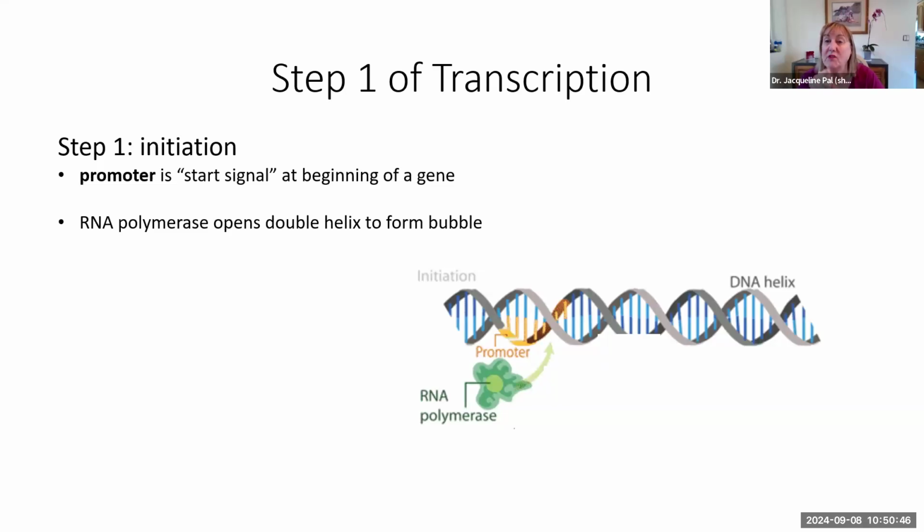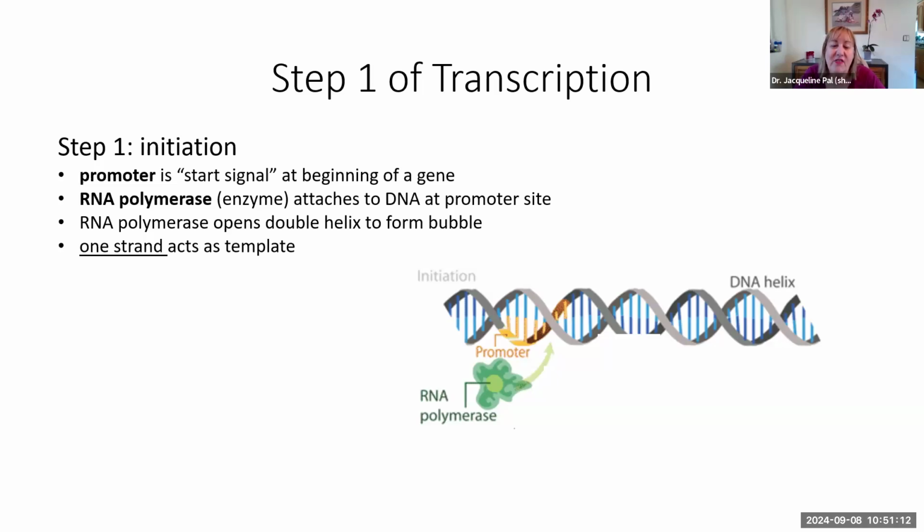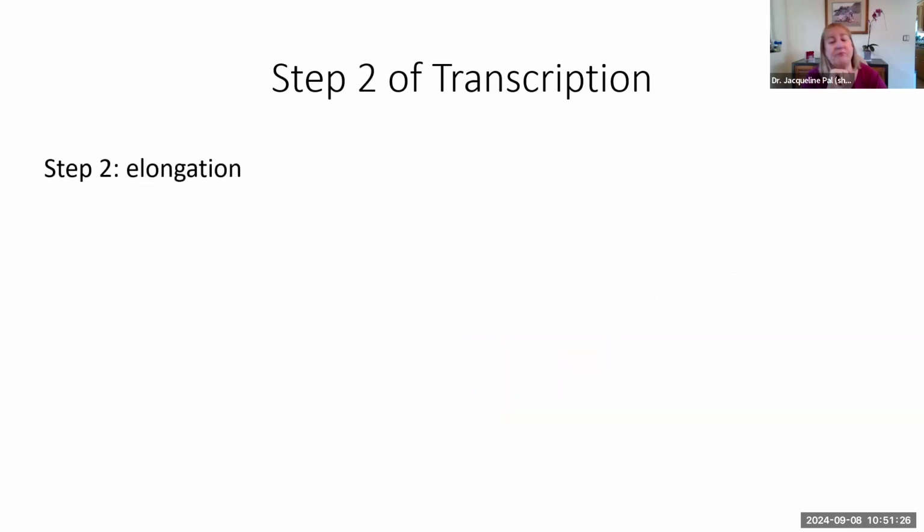That's right, because we want to make RNA this time, not DNA. Okay. So RNA polymerase is the enzyme that's going to be attaching to the DNA at the promoter site. And so now we're going to be opening this double helix. We're going to be forming a bubble just like we did with the DNA replication. In this case, only one strand is going to act as a template because remember, RNA is single-stranded, so we're only making one strand of RNA.